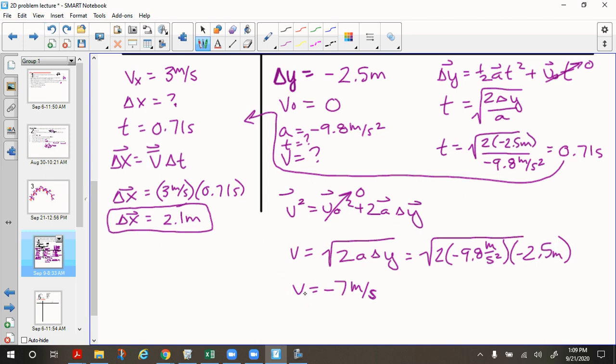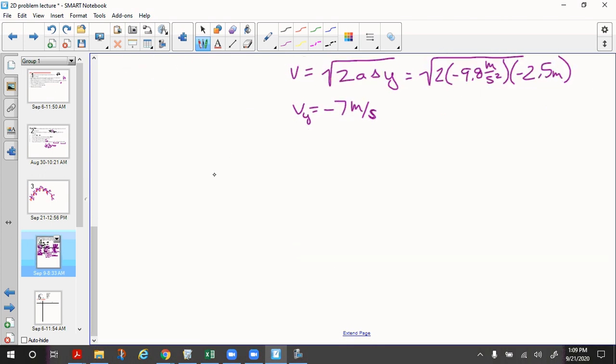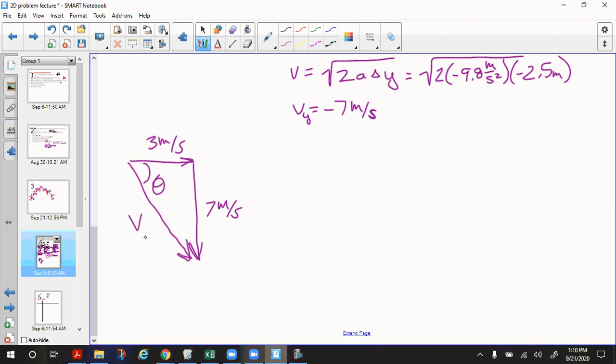And now we need to find the total final velocity. So we can draw a little triangle, which I think is the easiest way to do that. The ball, or tiger, is moving 3 meters per second to the right, and then she's moving 7 meters per second down. Now you're not going to put a negative 7 here because the direction is going to be given with an angle, not with a sign, since she's moving some to the right and some down.